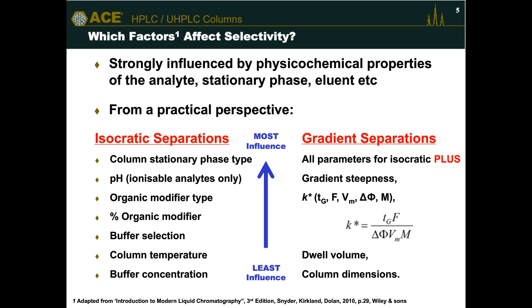But looking at this slide, you can see quite clearly that the column stationary phase is very powerful with respect to its influence on alpha. The pH of your mobile phase is very powerful, and also the type of organic modifier. These are the parameters that give you more bang for your buck in terms of their impact on selectivity.